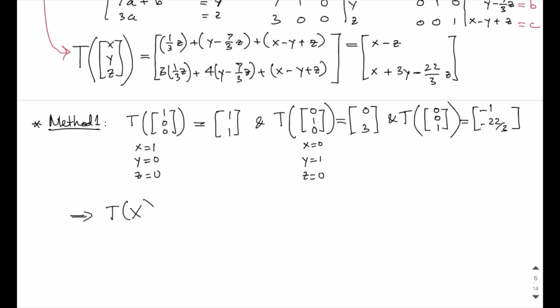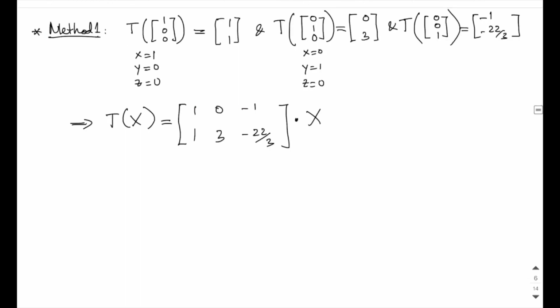So T of x is going to be the same as multiplying the following matrix. (1, 1) being the first column, (0, 3) being the second column, and this one being the third column. Multiply with the x vector.